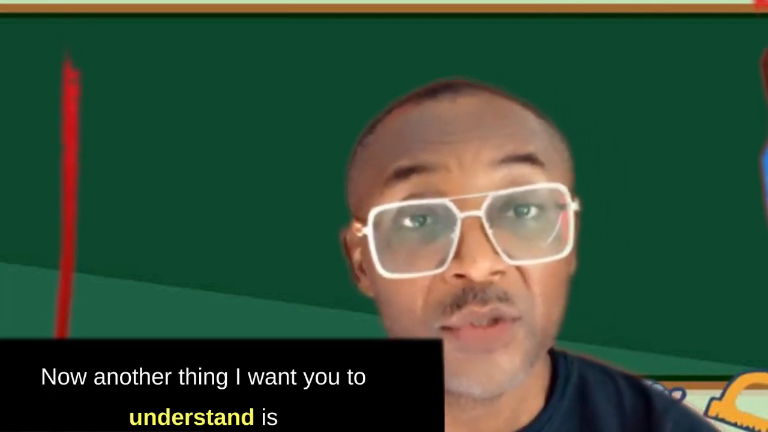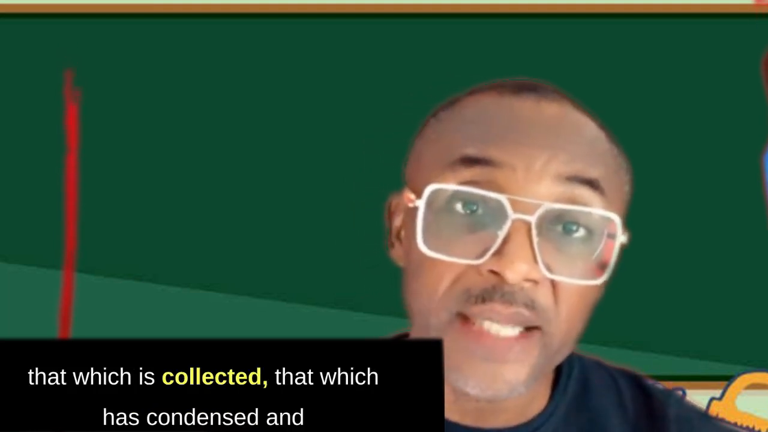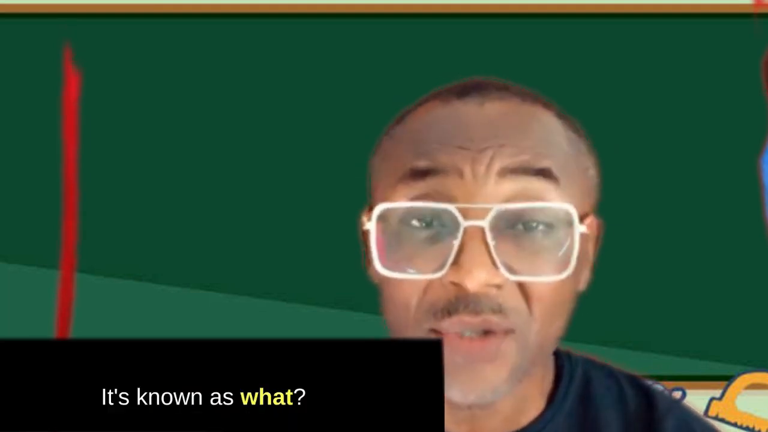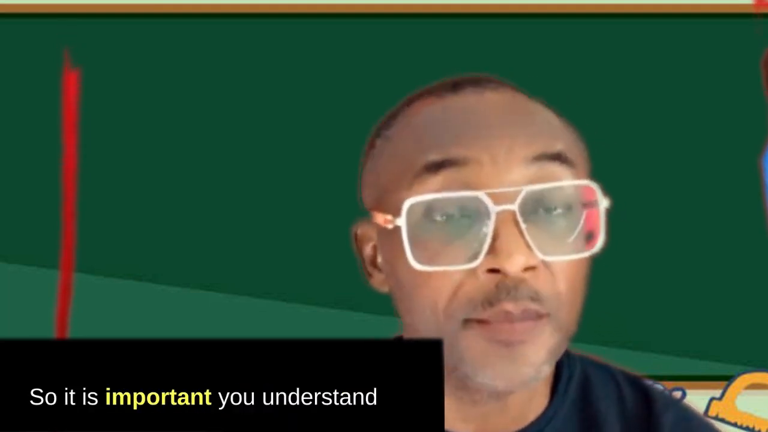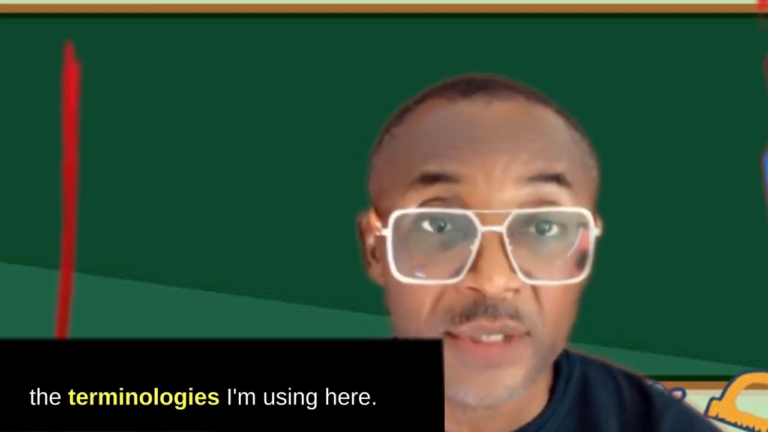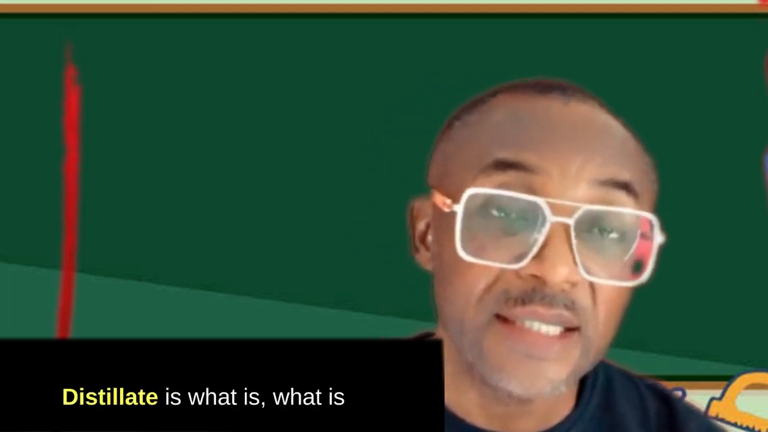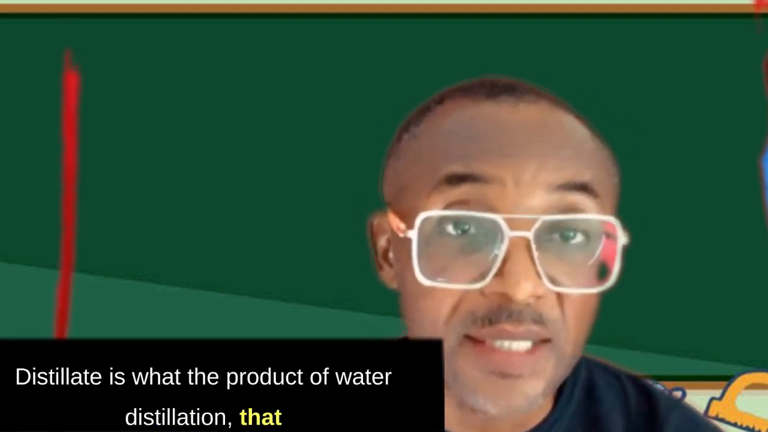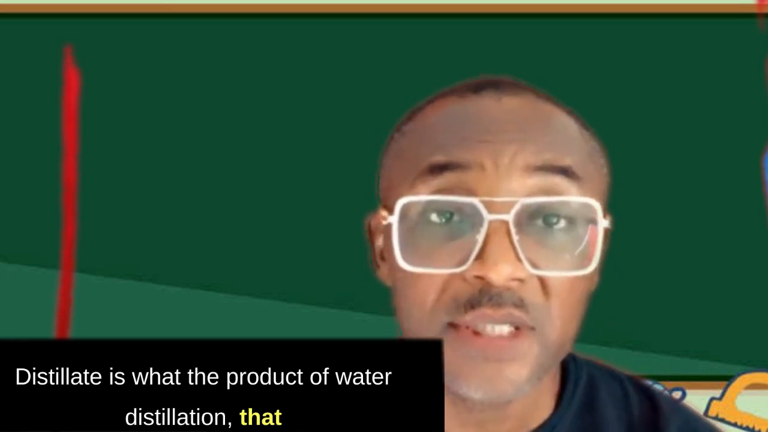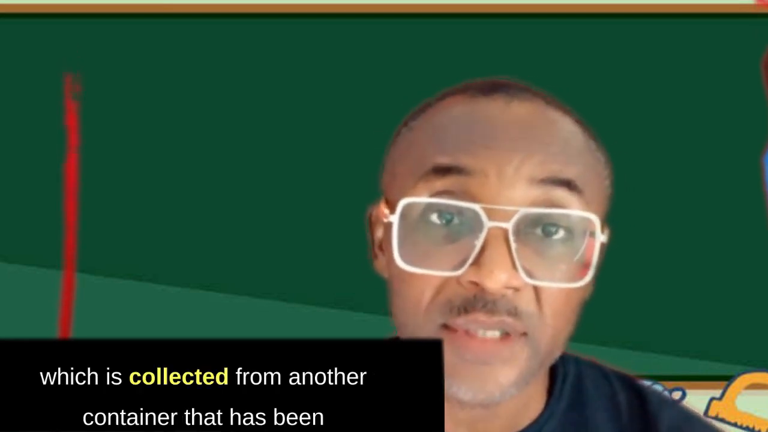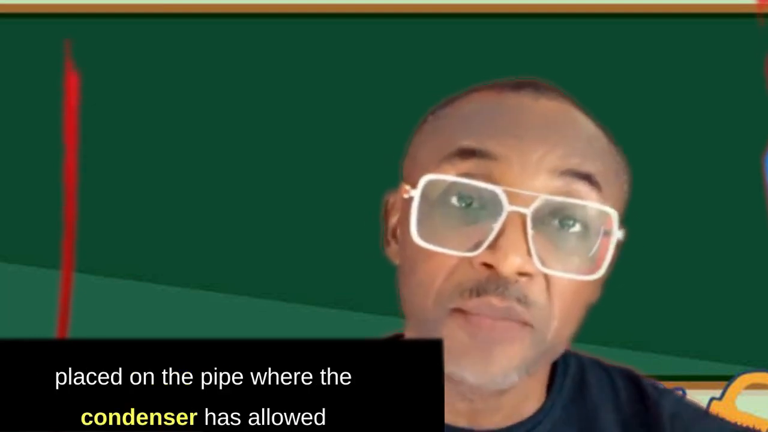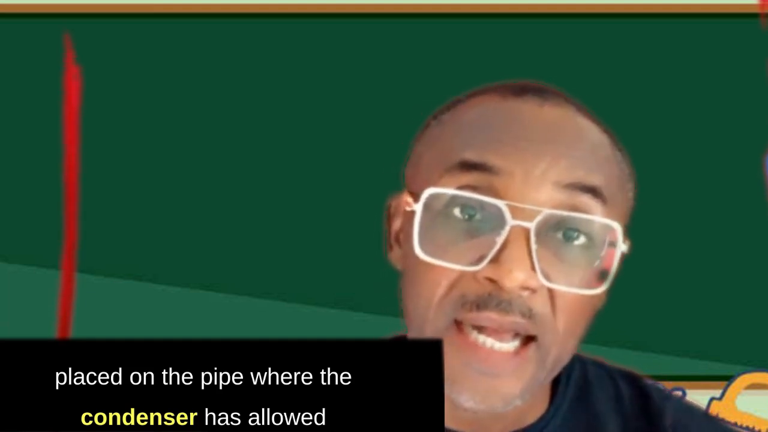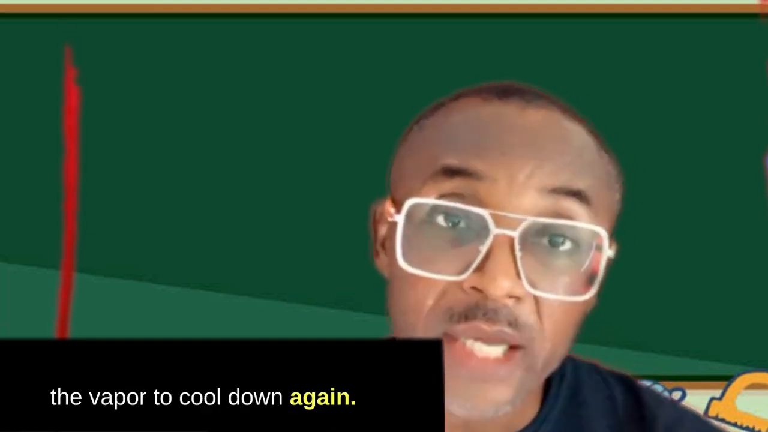Now, another thing I want you to understand is that which has condensed and been collected in another container is known as the distillate. It's known as what? As the distillate. So it is important you understand the terminologies I'm using here. Distillate is what is collected, the product of distillation. Distillate is the product of what? Distillation. It is collected in another container placed on the pipe, where the condenser has allowed the vapor to cool down again.